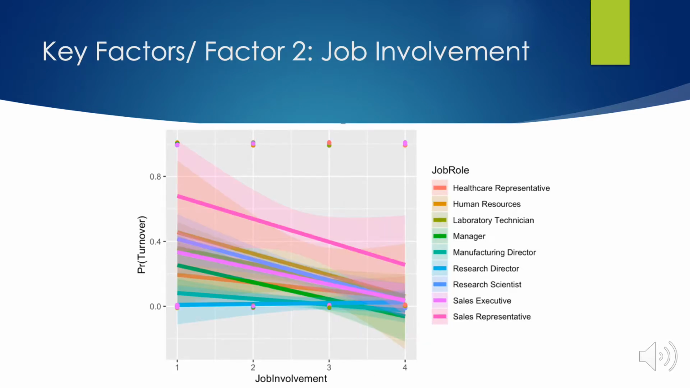Moving on, the next key factor that influences attrition is job involvement. As you can see from the plot, as employees are more engaged and involved in their company, regardless of their job roles, they are more likely to stay within the company here at Frito-Lay. In addition, you can see here that the job role of sales representatives seems to have a higher turnover rate than the other job roles listed.